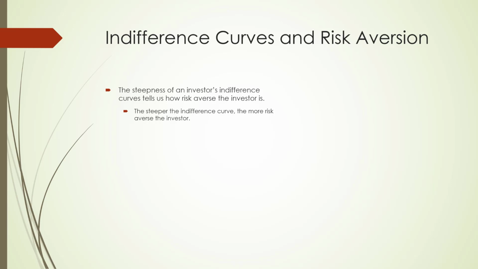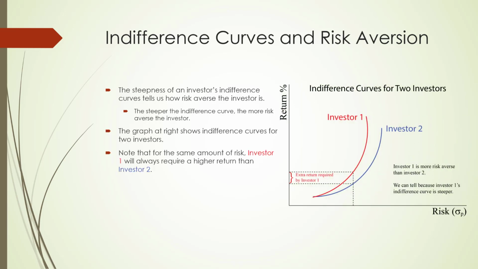So let's look at a chart that shows two different investors. So here we have investor 1 in red and investor 2 in blue. Investor 1 is more risk averse than investor 2. In other words, investor 2 is more tolerant of risk. And you can see for that point that I've diagrammed here, with that level of risk, investor 1 requires a higher return than investor 2 does. That's how we know investor 1 is more risk averse.